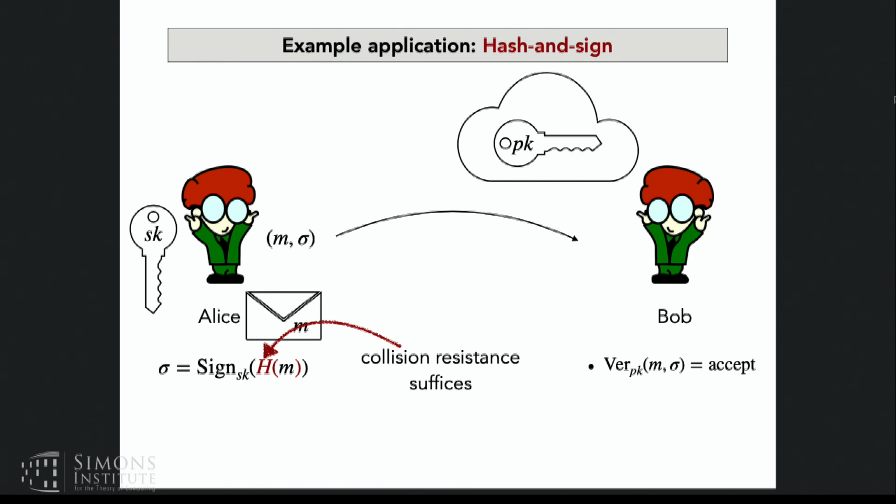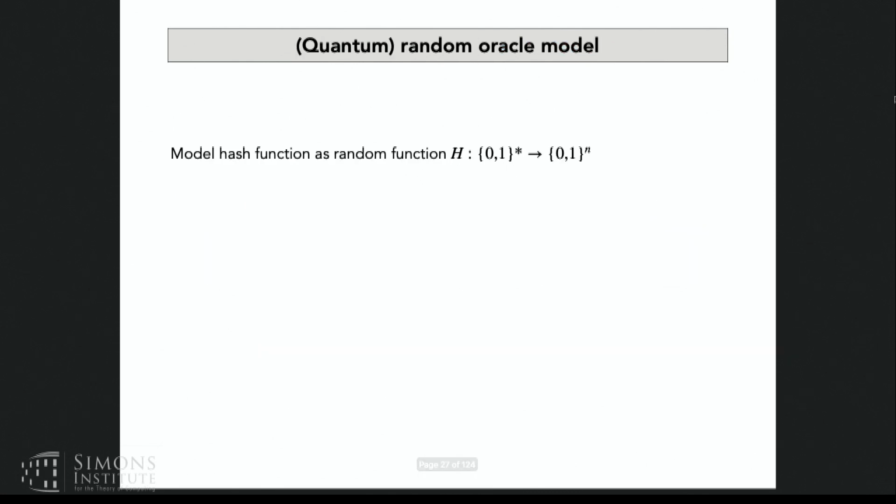So yeah, this was just an illustrative example of a use of hash functions. So let's move on to a bit more information about this quantum random oracle model.